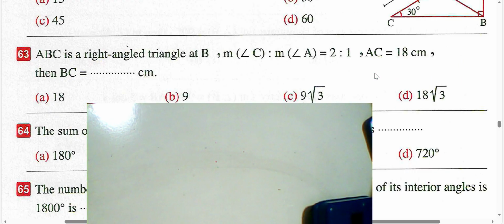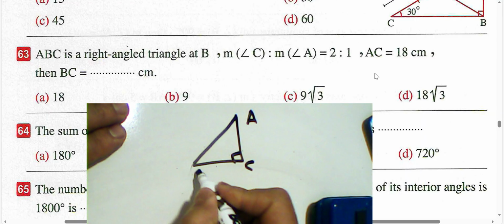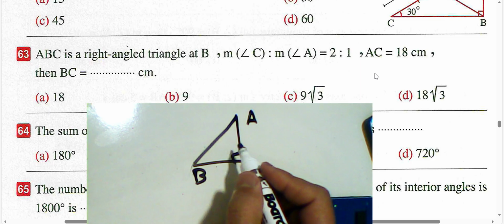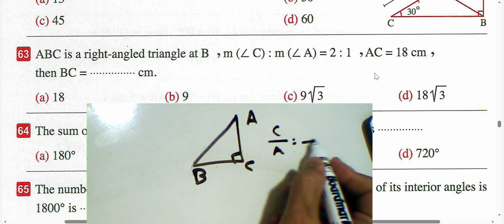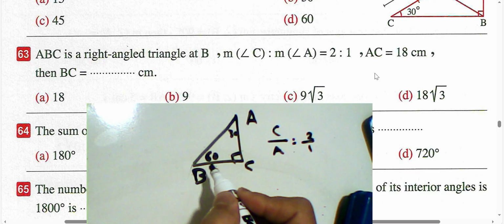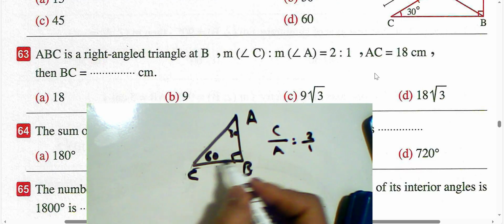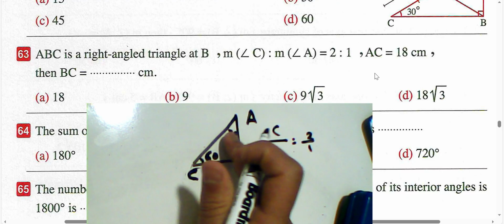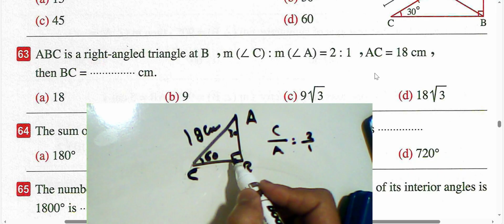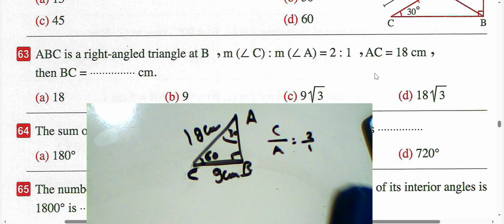Question 63. Triangle ABC is a right angle triangle at C. He gives us the ratio between angle C and angle A: angle C to angle A equals 2 to 1, so C is twice A. Then angle A is 30, and here is the right angle at B. Then angle C will be 60. Angle C is 60 and this is 30. He gives us AC as 18 centimeters. Then BC, which is opposite to 30, is half of 18, so it will be 9 centimeters.